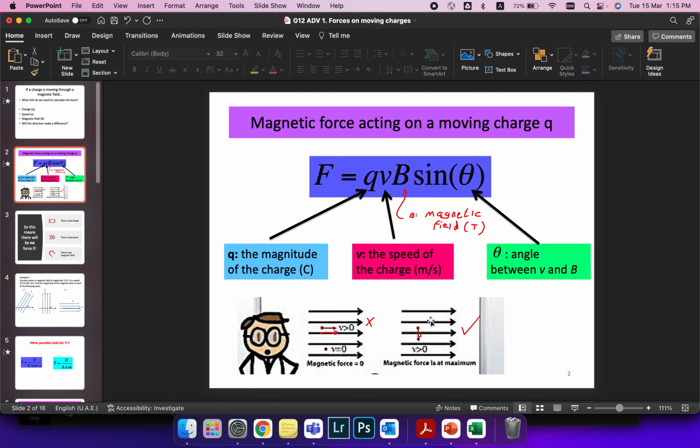Out of the page. Very nice. Last one over here on the right. Let's see what's happening here. B is pointing in, so my fingers will point away from me. Thumb is pointing like this, and then my middle finger is pointing to the left.